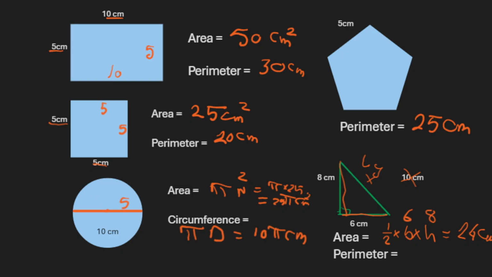Okay. Now the perimeter is adding all the sides. So it's 6 plus 8 plus 10. 6 plus 8 is 14. Plus 10 is 24 centimeters.